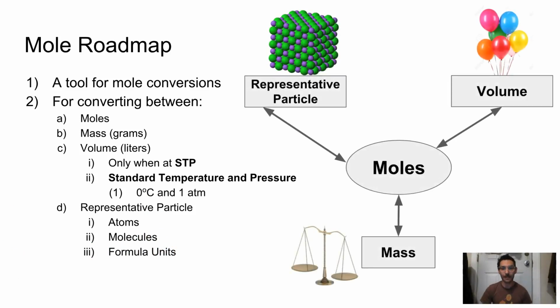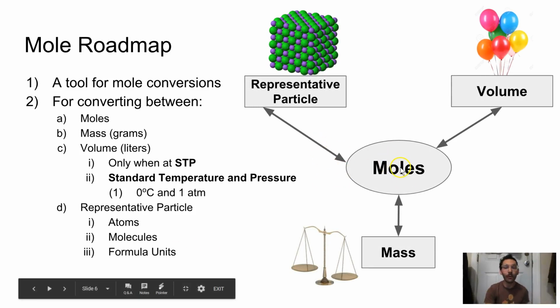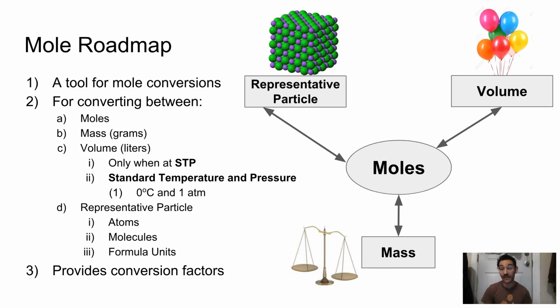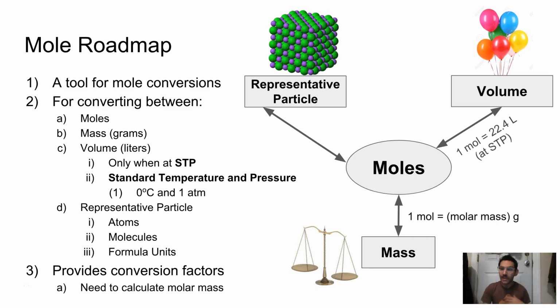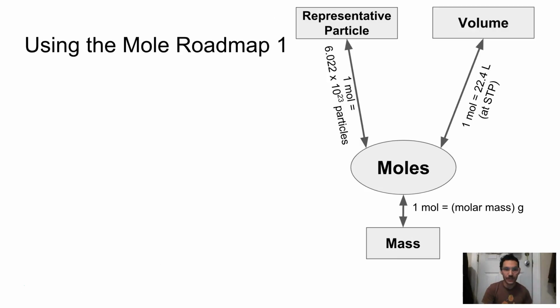Neat. Well, let's look at that mole roadmap. Very cool. It shows us we can convert from moles in the center back and forth to representative particles, to volume, or to mass. And this is a really nice tool because we're always going to find, or at least in the ones I provide, we're always going to find the conversion factors we want in here, except for molar mass, which we will need to calculate. But otherwise, we're told that 1 mole is equal to the molar mass in grams. Then we're told that 1 mole is equal to 22.4 liters when we are at standard temperature and pressure. And we're also given Avogadro's number. 1 mole is equal to 6.022 times 10 to the 23rd particles. So this is our mole roadmap. It's a really nice tool. Let's talk about how we can use it.